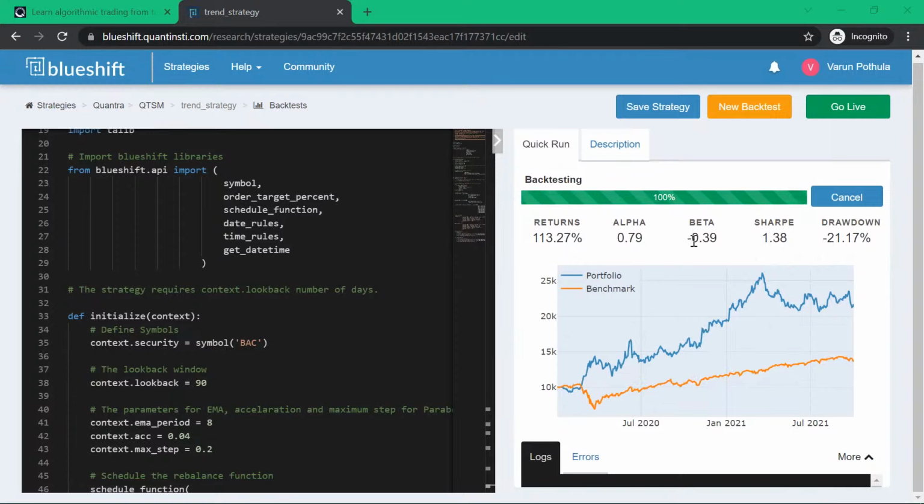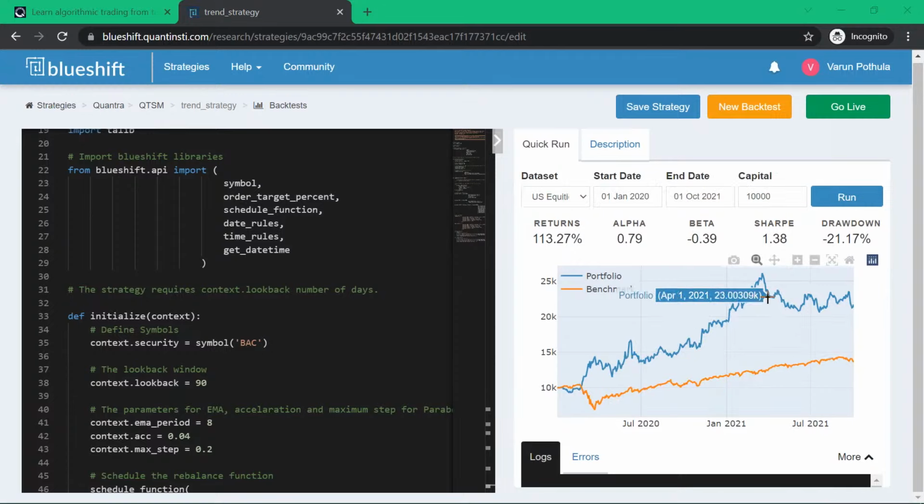So our backtest is completed. This is the plot of the performance of the strategy on Bank of America along with the benchmark. Here the benchmark used was the S&P 500. So we are basically comparing the performance of the S&P 500 with the strategy performance on Bank of America. As you can see, we made a 113% return. So we more than doubled our money in the backtest period.